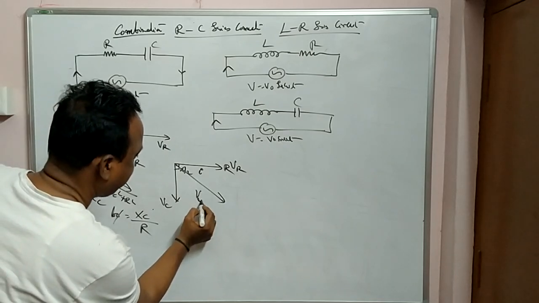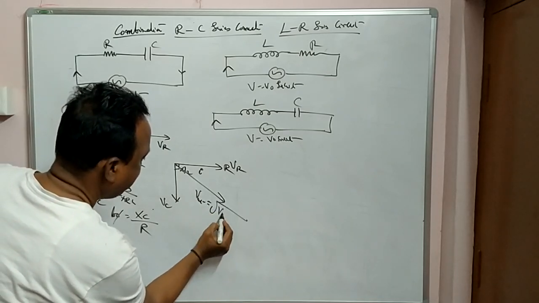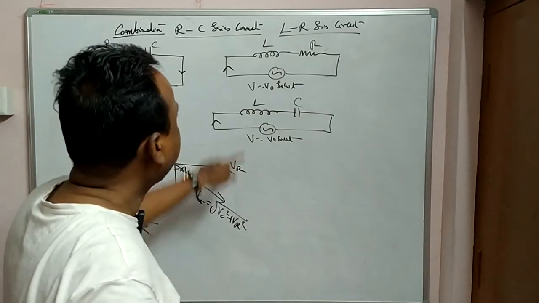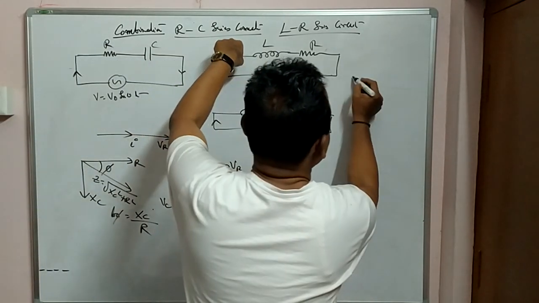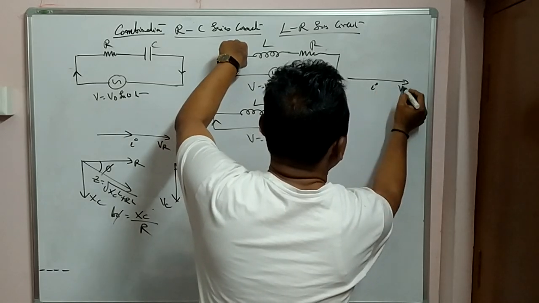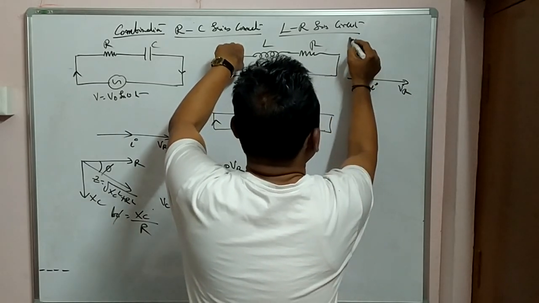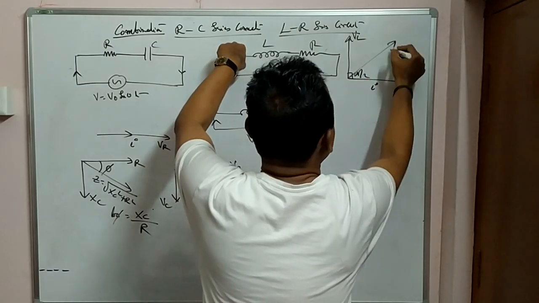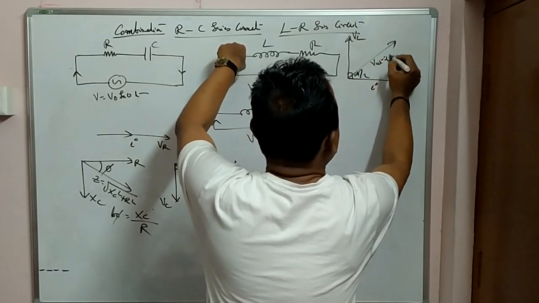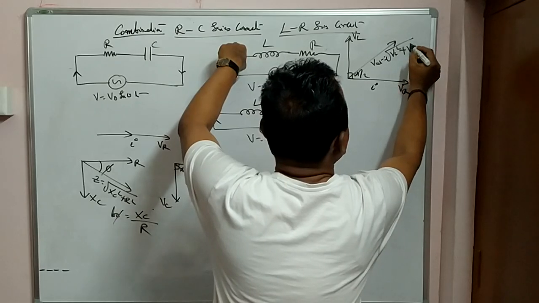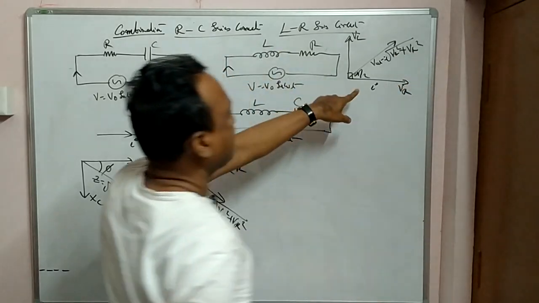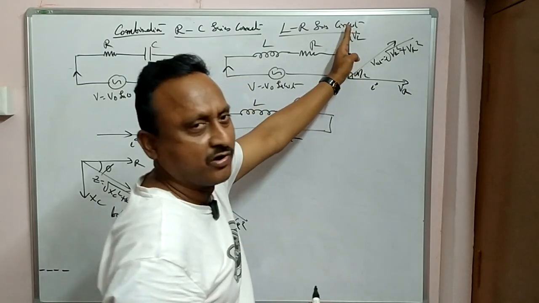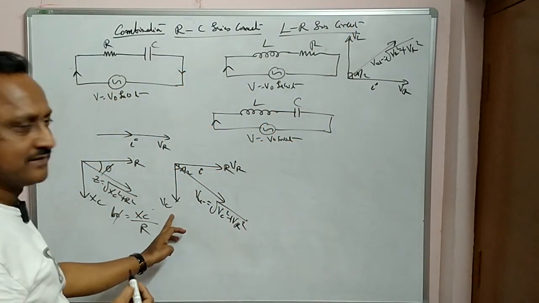The resultant voltage V net is equal to root over Vc square plus Vr square by using the parallelogram law. Coming to here, the resistance is in the direction of the current, and for the inductor, VL is pi by 2 upwards. So this is V net, and V net is equal to root over VL square plus VR square. Because here the inductor current is lagging: current is lagging by pi by 2 with voltage, and here current is leading by pi by 2.